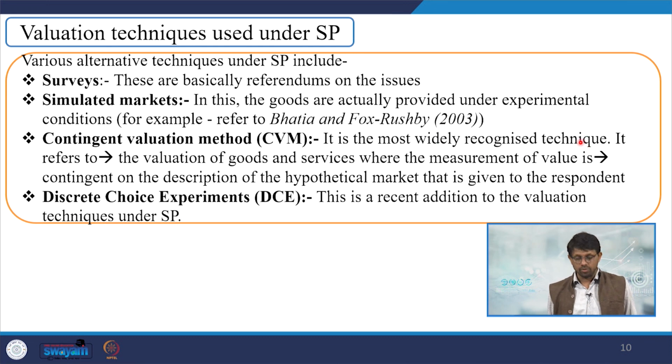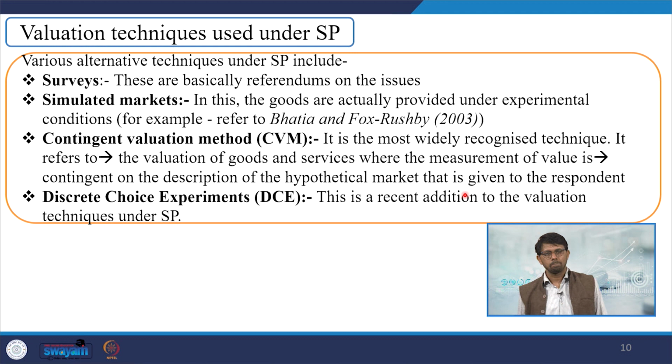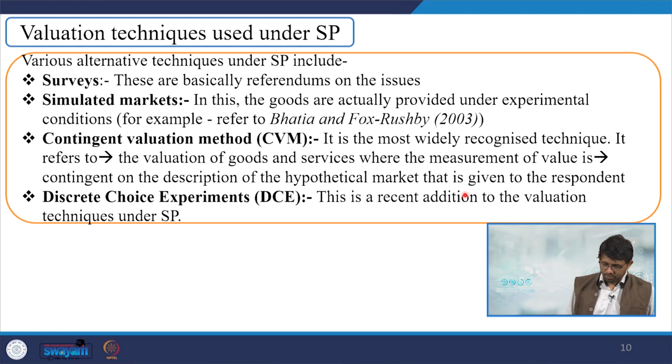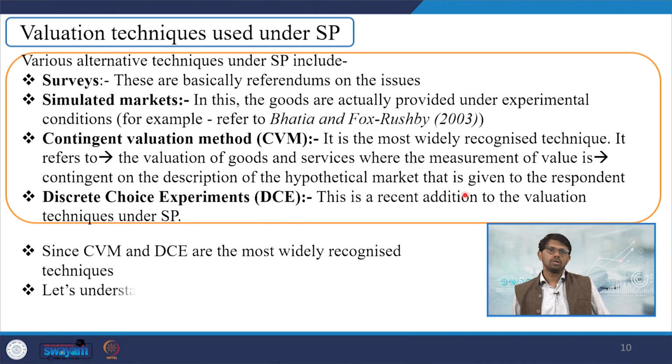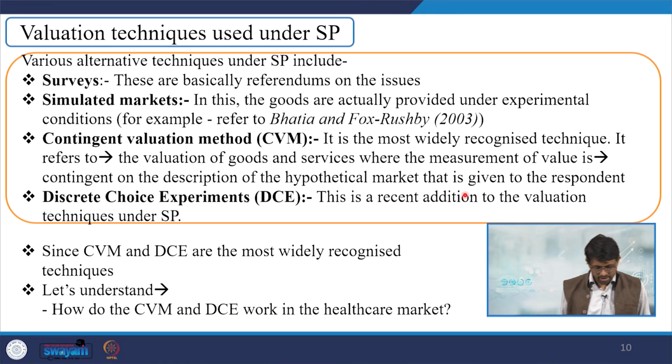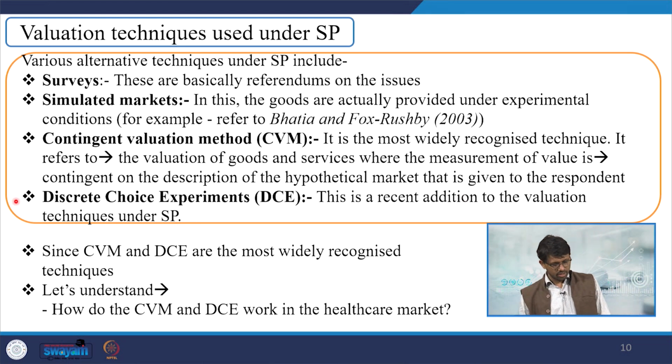It refers to the valuation of goods and services where the measurement of the value is contingent on the descriptions of the hypothetical market that is given to the respondent. So, the complete understanding or the description that is given about the hypothetical market is more important, whereas in case of discrete choice, this is considered to be the very recent addition in the valuation techniques, and as part of the stated preference. Though as I told you, the last two, that is contingent CVM and DCs, are the most used or the recognized techniques.